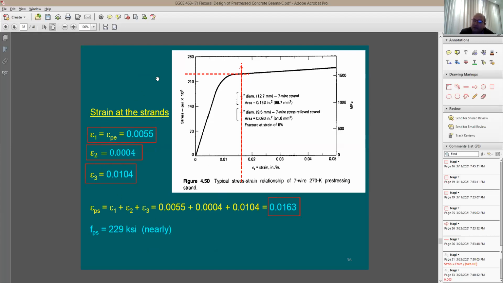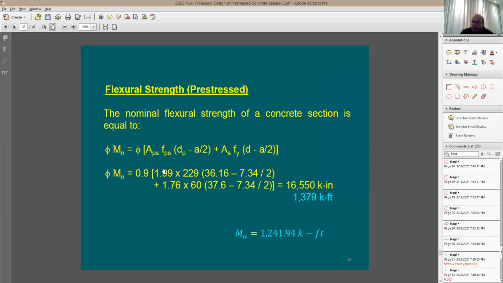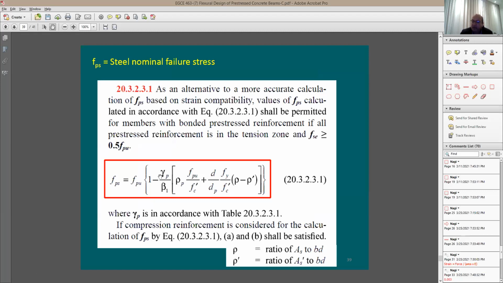This is a kind of detailed method of finding out fps, because fps here is going to be based on the amount of strain, the actual strain that you apply to the structure or to the beam. But I want to show you this, run this by you guys. You have seen this slide before. This is not a new slide. This is going to be for fps based on fpu, and this factor here is going to be less than 1. And this is what the ACI is telling you to do.